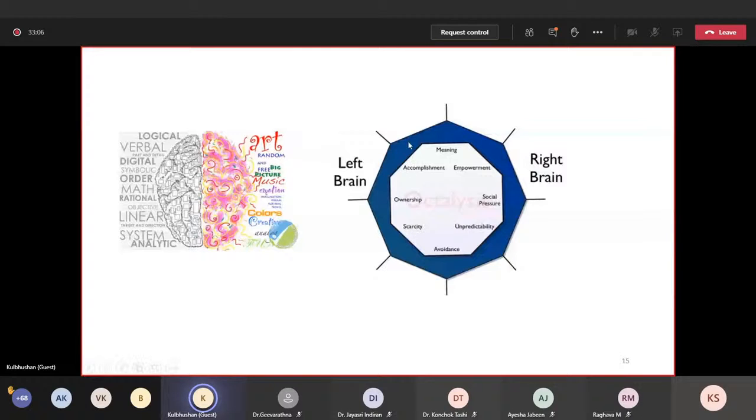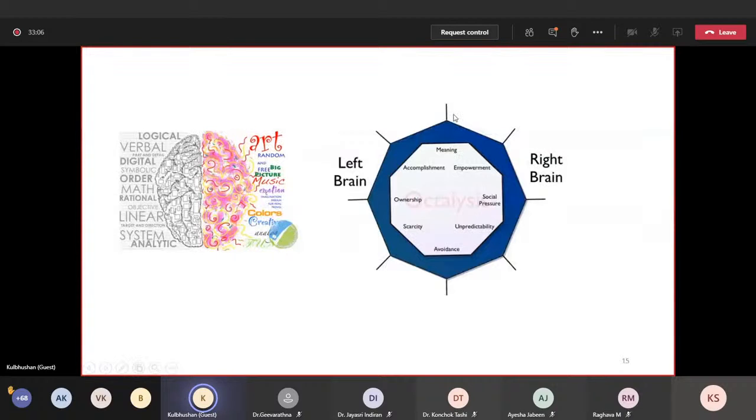On the right side, you can see empowerment, social pressure, and unpredictability. It is very difficult to quantify them. So they are arranged on the right side, just like our actual left and right brain. The epic meaning and avoidance core drives, which are at the center, are the neutral core drives. So they can be quantifiable and measured, or they may not be, depending upon the circumstance.